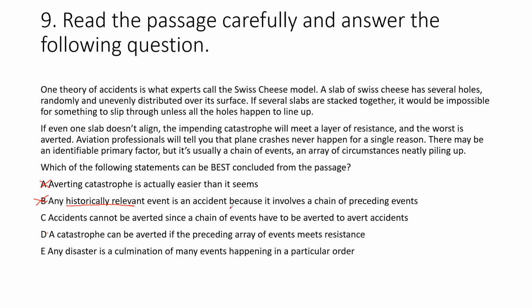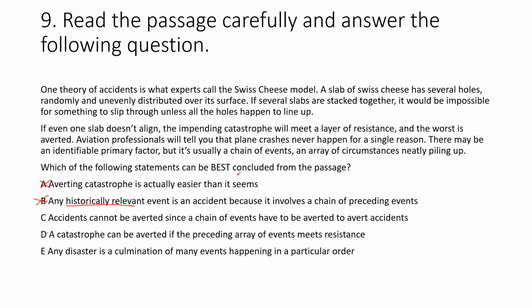He didn't say how to avert it; clearly, how to avert it is not discussed, that the chain has to be averted. Author never said it specifically. Even if you read the sentence where he discusses aversion, he states that if even one slab doesn't align, the impending catastrophe will meet a layer of resistance. The worst is to be averted, right?